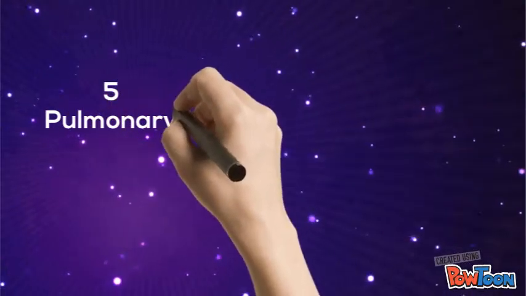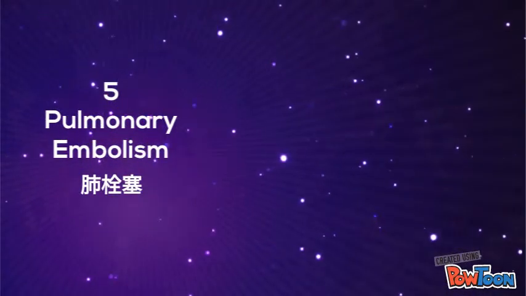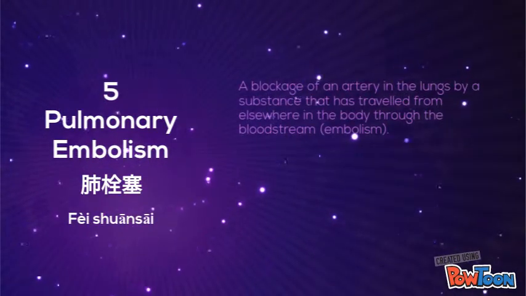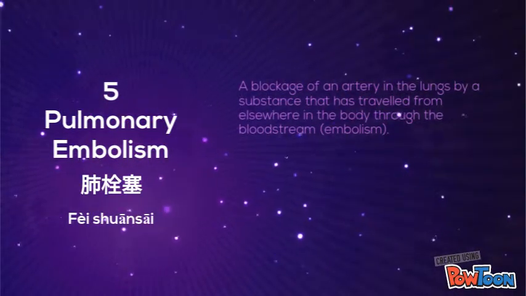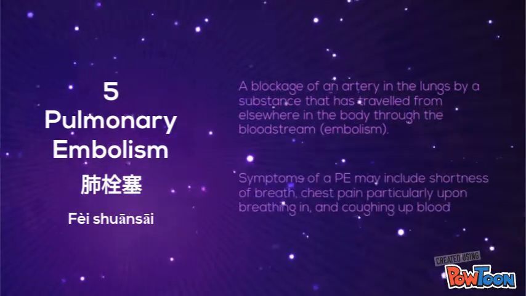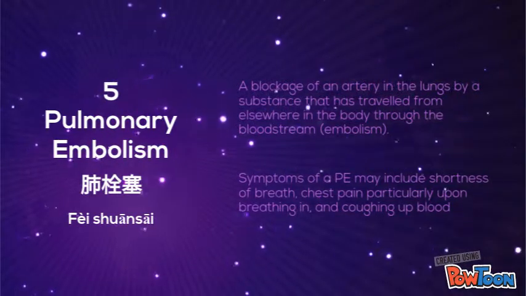Pulmonary embolism, 肺栓塞. It's a blockage of an artery in the lungs by an embolized thrombus or fat. The most common source is from DVTs. Symptoms include acute respiratory distress, chest pain, and hemoptysis.